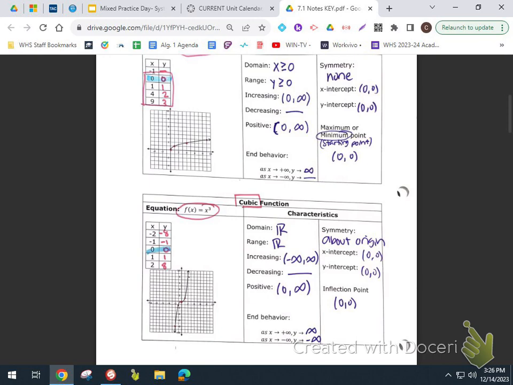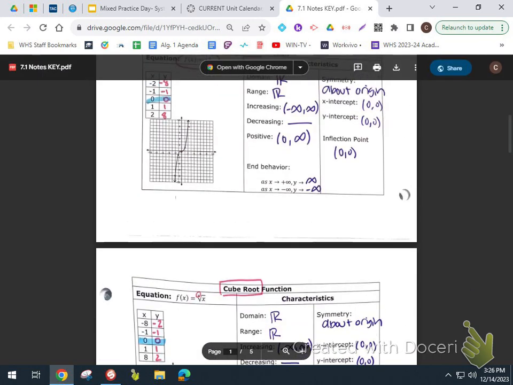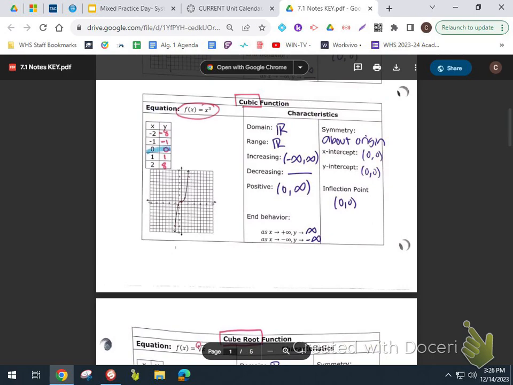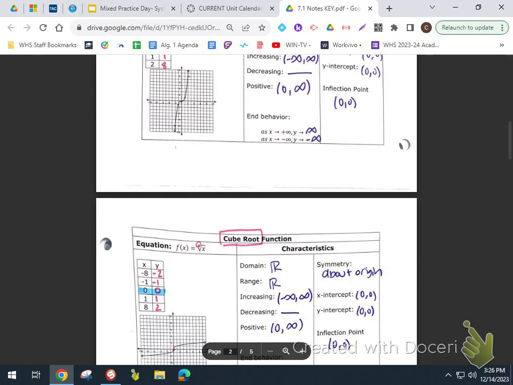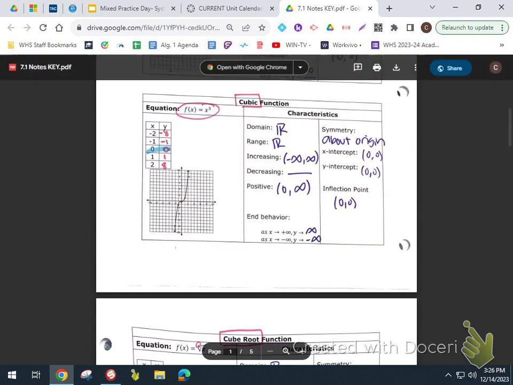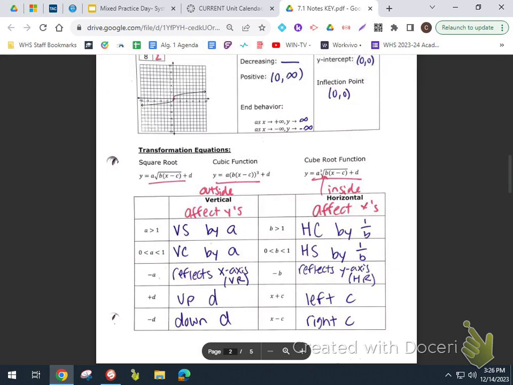Then we talked about cubics and cube roots, which I was saying are inverses, and we're going to talk about that today. Remember, those critical points of a cubic and a cube root are flip-flops of each other, and we're going to talk about that when we review inverse properties. But we transformed those. We need to know all these transformation rules, especially if you're retesting.